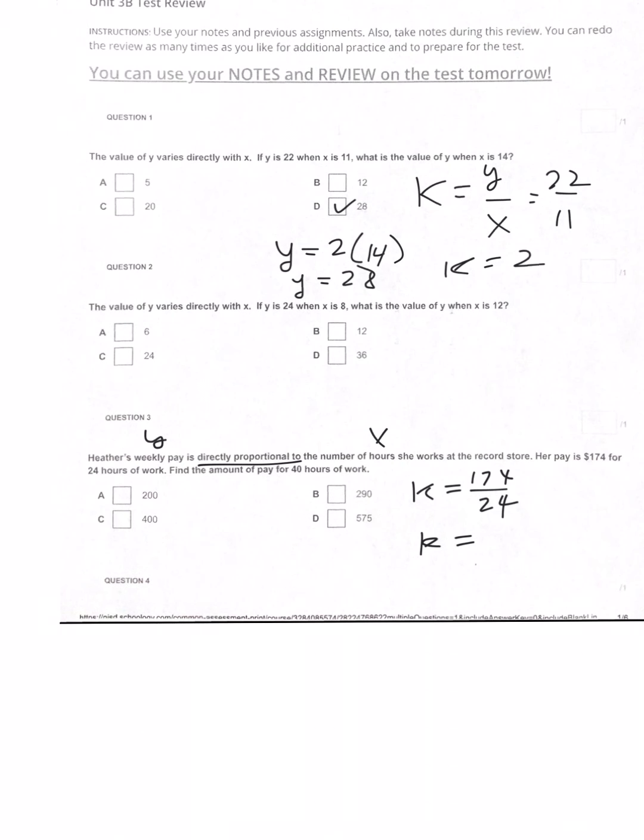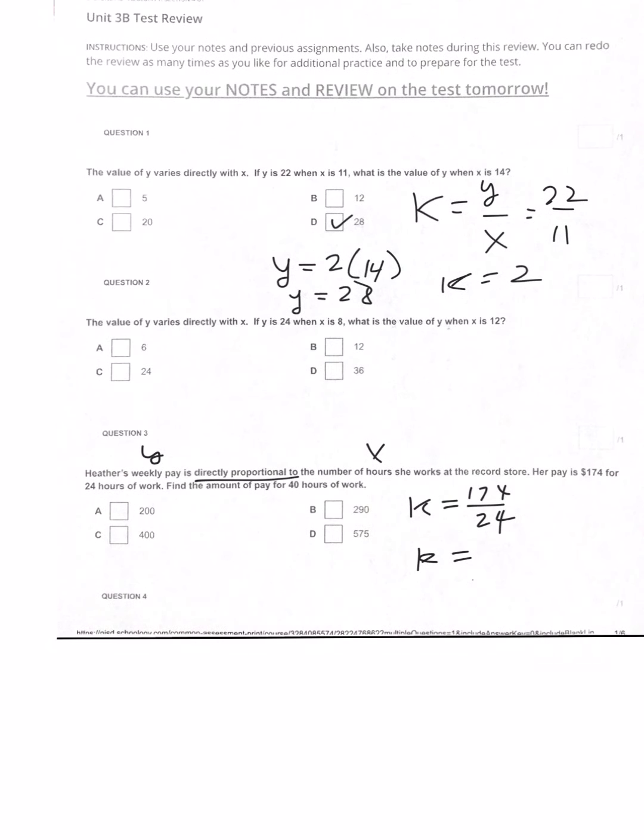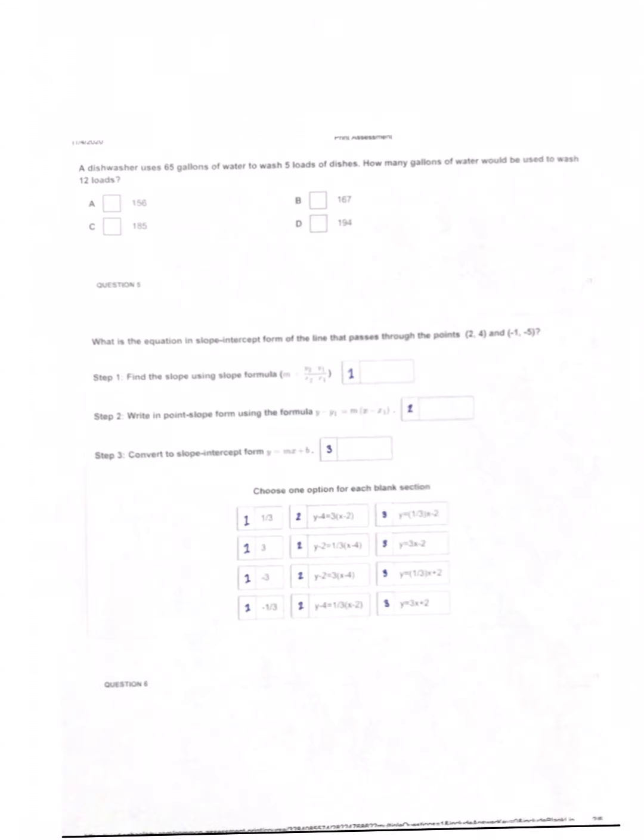Let's see here. Sorry, I'm going to use a calculator real quick. $7.25. And so I take that value of 7.25 and multiply by 40 to see how much money she'll actually earn, and I believe it's $290. Here we go. Right, next page.